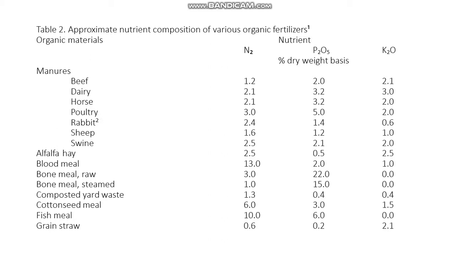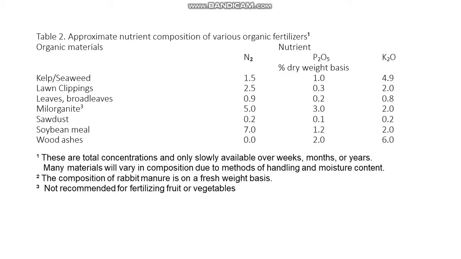Now, this Table 2 is showing us the approximate nutrient composition of various organic fertilizers. Here we have the organic materials and the nutrient composition for each kind of organic material. For manures, we have beef, dairy, horse, poultry, rabbit, sheep, alfalfa hay, blood meal, bone meal, which is raw, bone meal, which is steamed, composted yard waste, cottonseed meal, fish meal, green straw, kelp or seaweed, lawn clippings, leaves, which are broad leaves, milorganite, sawdust, soybean meal, wood ashes.